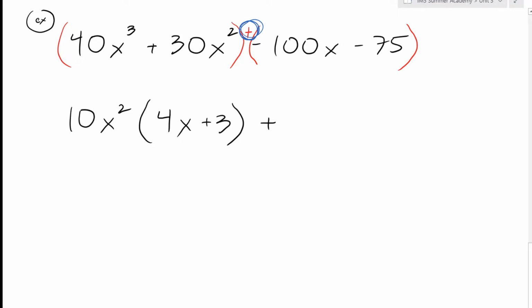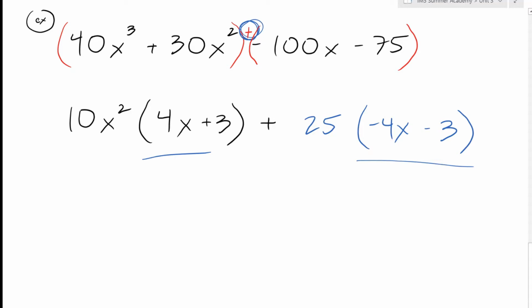Leaves me with 4x plus 3, plus, all right, so over here I have 100 and I have 75. What goes into both would be a 25. All right, so negative 100x divided by 25 is a negative 4x. Negative 75 divided by 25 would be a negative 3. Now I stop and check. Do my parentheses match? Not quite. They're really close, just off by a sign.